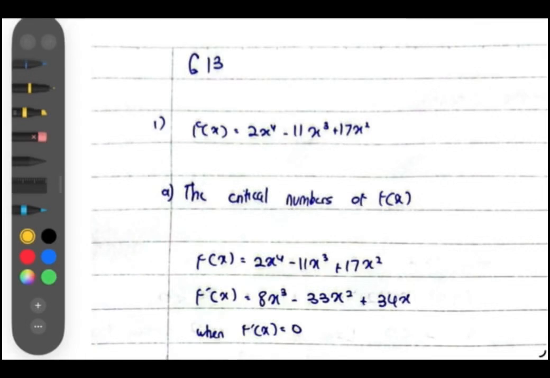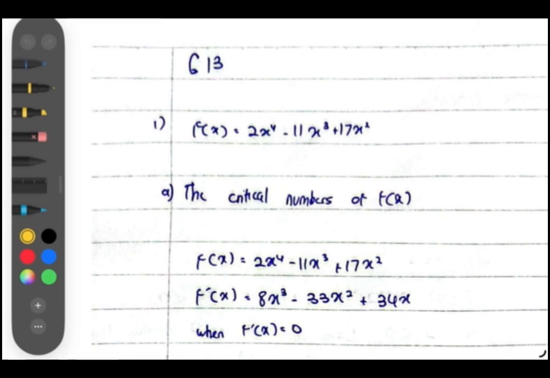Question 1, specifically A, we have the function f(x) = 2x^4 - 11x^3 + 17x^2. I will show you how to find the critical numbers for this function. First, we need to find where the graph is flat. To do that, we take the derivative.